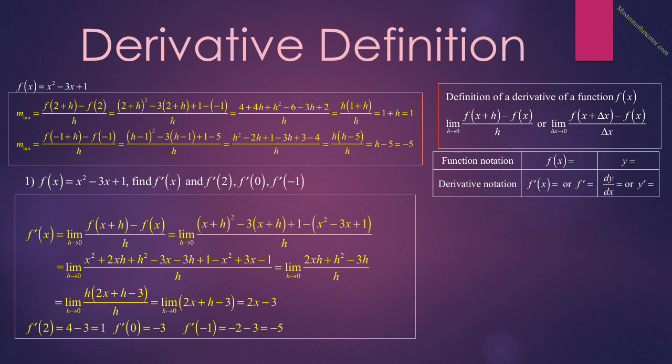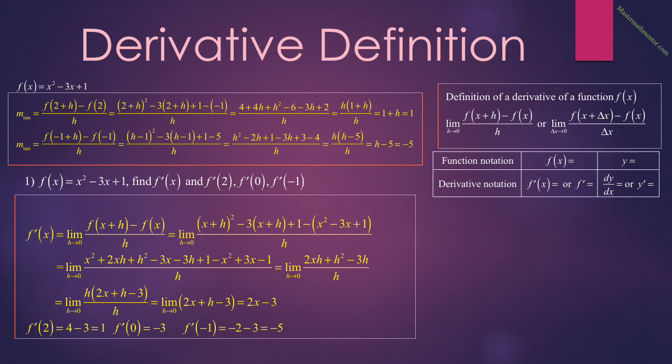So we first find f of x plus h, which means that we're going to plug x plus h into x in f of x, and then subtract f of x. So we get the limit as h approaches 0 of (x plus h) quantity squared minus 3 times (x plus h) plus 1, minus the quantity x squared minus 3x plus 1, all over h.